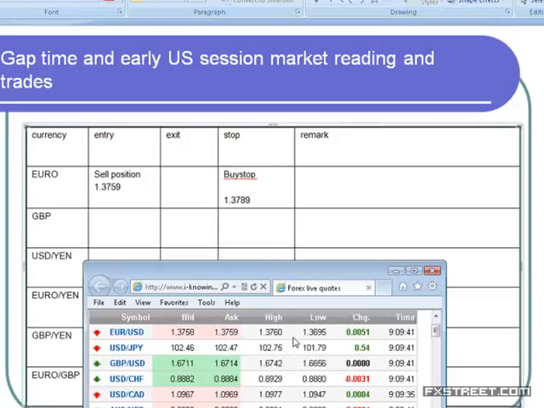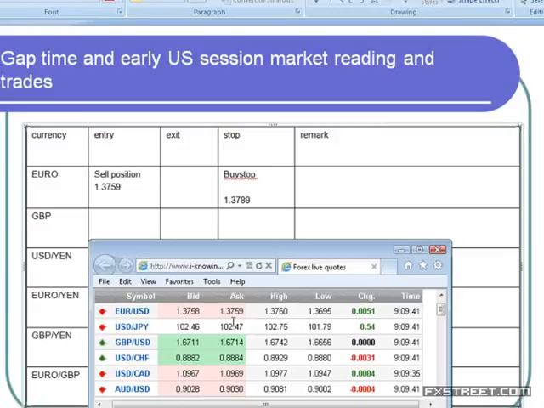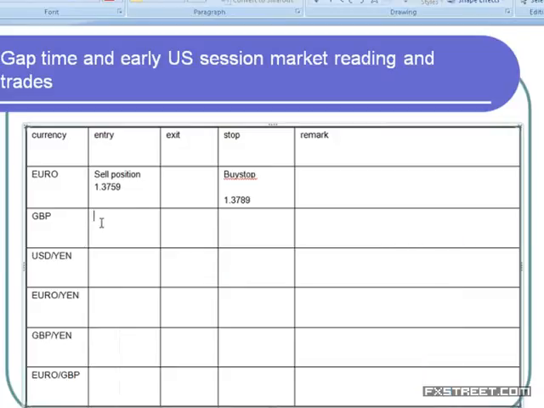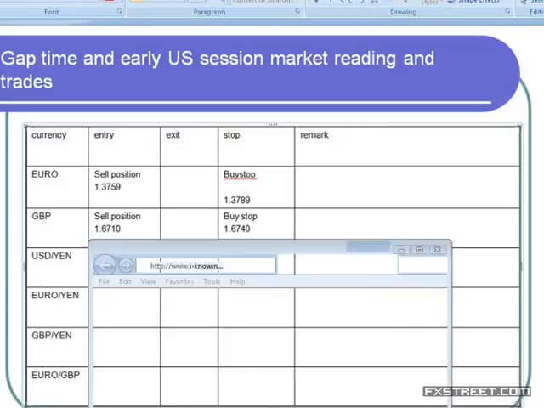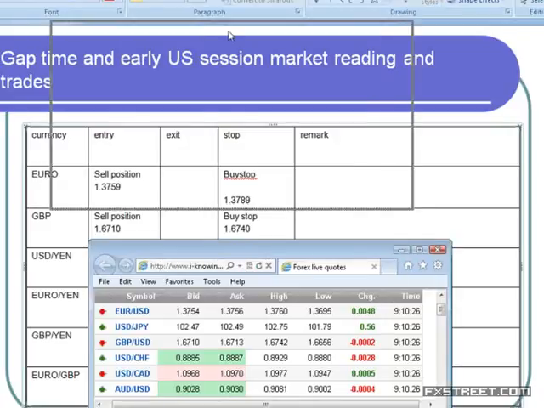Okay, they went up to 1.3760. There might be a slight variation from the quote page to the platforms. It doesn't matter, but ultimately we need to understand how we need to trade. And in the case of GBP again, 1.6710, they are showing it. 1.6740 as an entry stop or the buy stop.